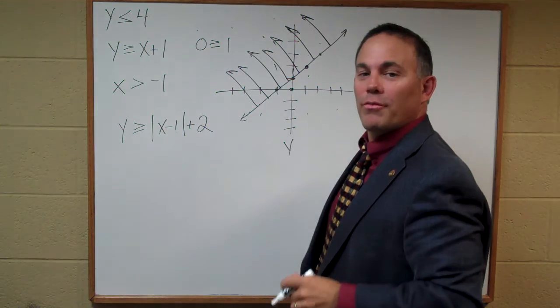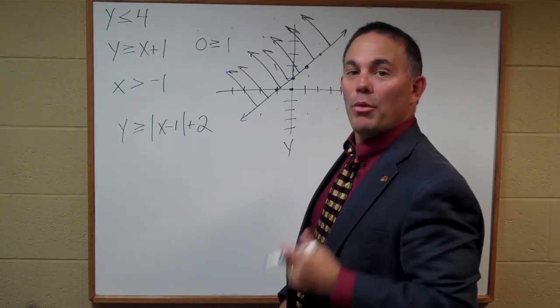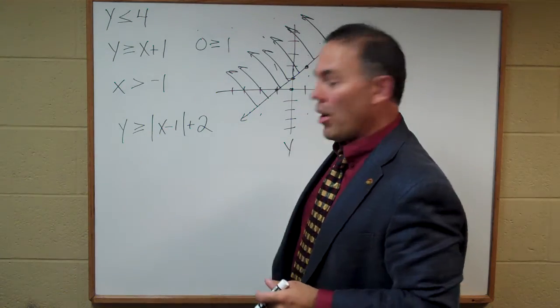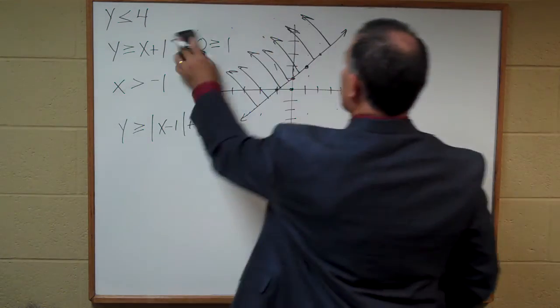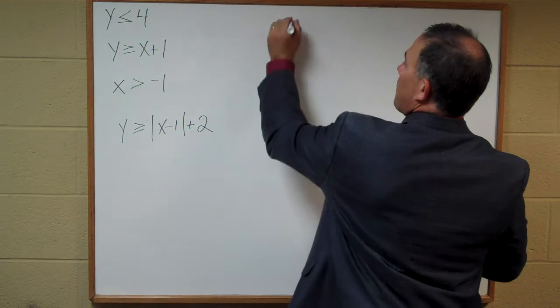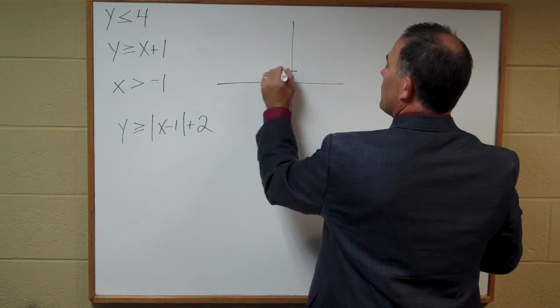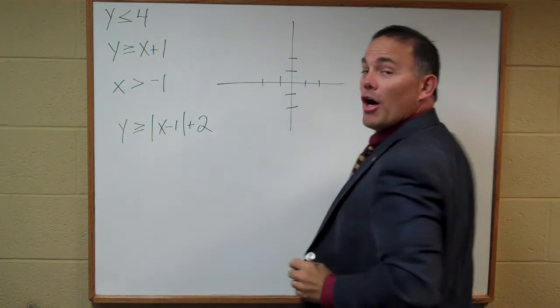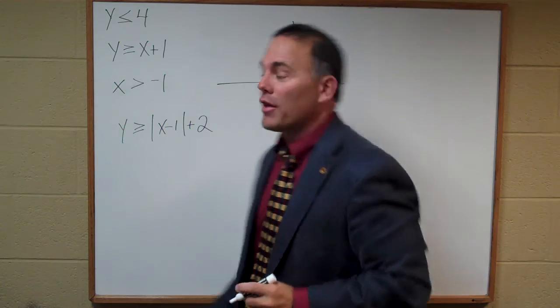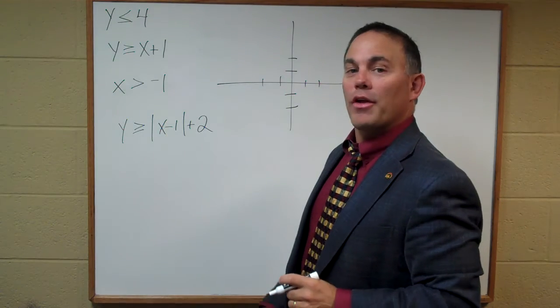And again, this notation means all the points above a line will be solutions to this inequality. Let's go ahead and do one more here. Hope this will be a really easy one for you. We're going to graph the inequality x is greater than or equal to -1.